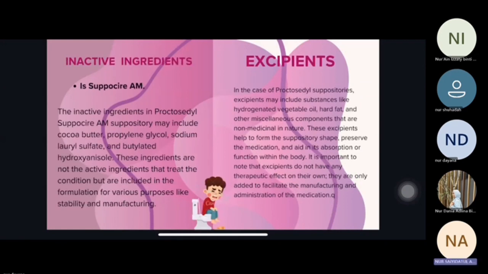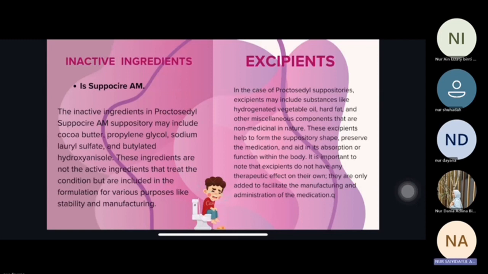Inactive ingredients of Proctoxide suppository may include cocoa butter, propylene glycol, sodium lauryl sulfate, and butylated hydroxyanisole. These ingredients are not the active ingredients that treat the condition but are included in the formulation for various purposes like stability and manufacturing.